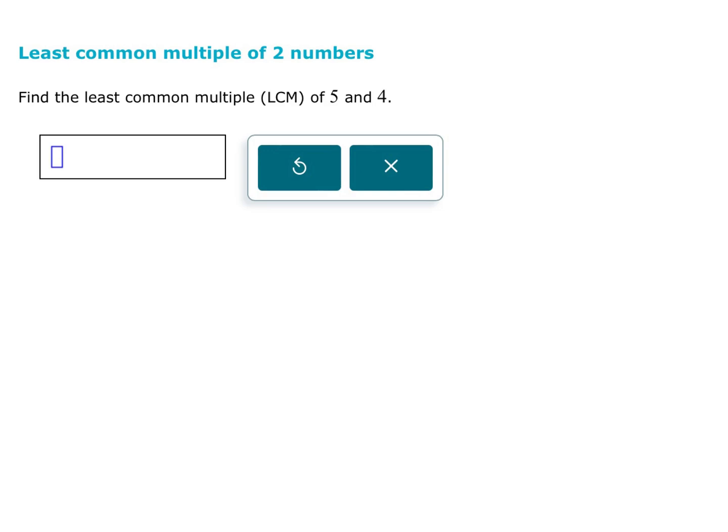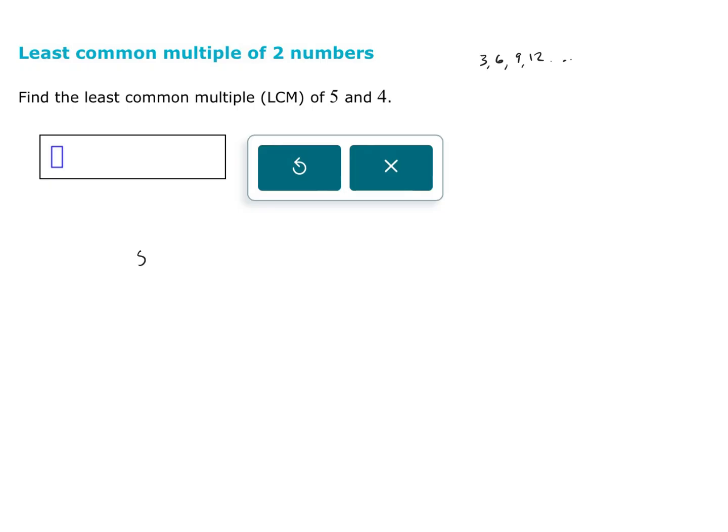This topic is finding the least common multiple of two numbers, and least common multiple is very often abbreviated LCM. Remember that multiples are just skip counting by numbers, so for example, multiples of 3 would be 3, 6, 9, 12, and so on. When we're finding the least common multiple, we're looking for the smallest multiple that is in common between two different numbers.